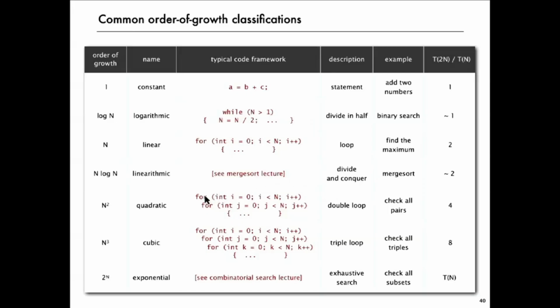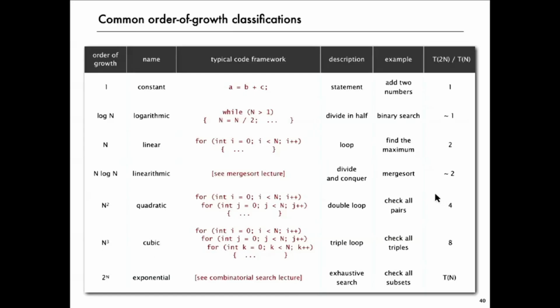And then if you have double for loops, like our two-sum algorithm, that's going to be time proportional to n squared, as we saw. That's quadratic. Or a triple for loop, like our three-sum algorithm, that's going to be cubic, or time proportional to n cubed.